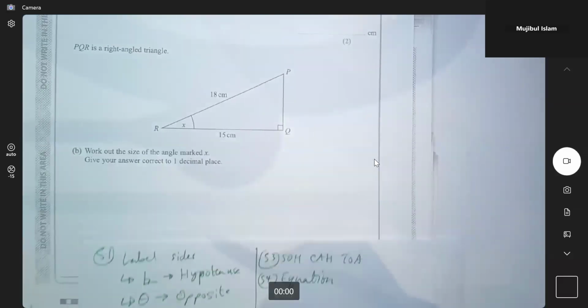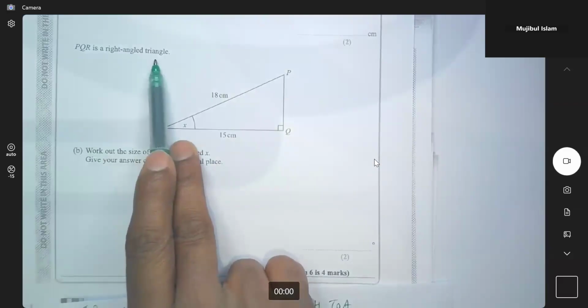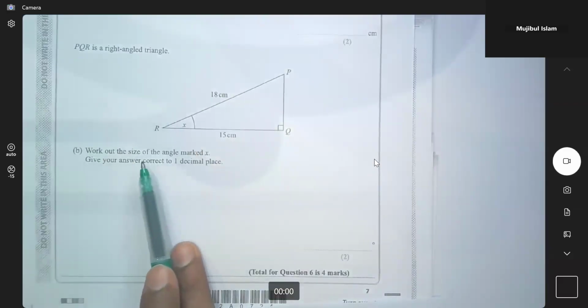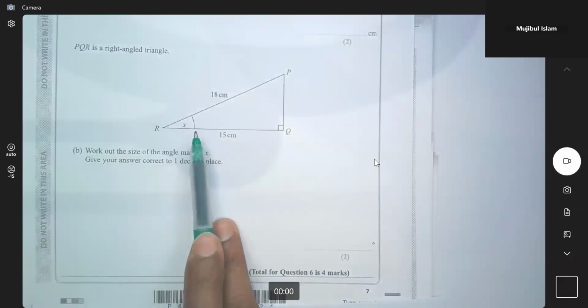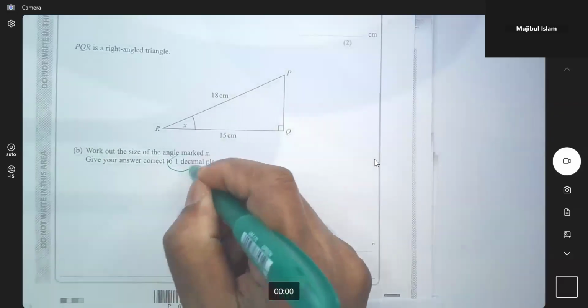Step one, label the sides. Oh, let me read the question. PQR is a right angle triangle. Work out the size of angle marked X. So we've got X here. Give your answer correct to one decimal place.